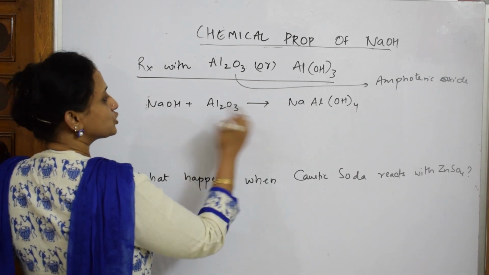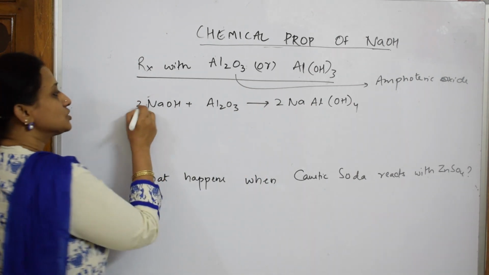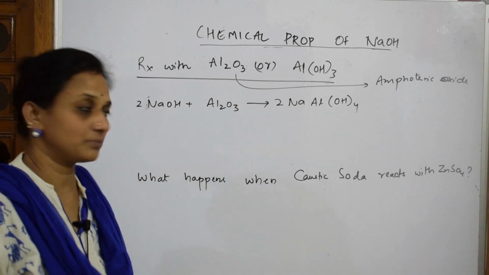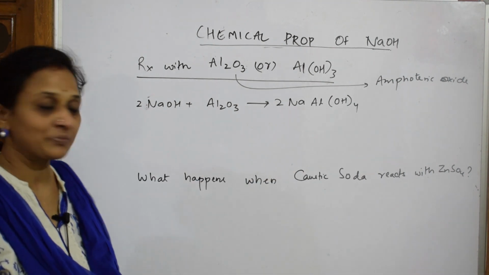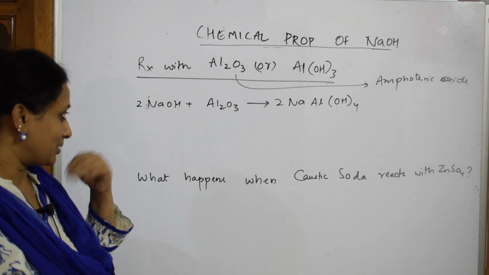Now aluminium is 2, so 2. Sodium is 2, so 2. This is the compound formed. You remember this product now. Yes. So now the next important thing, what do they give us?